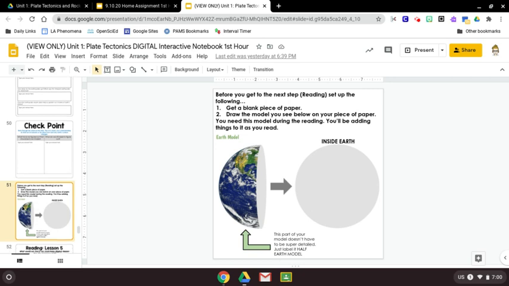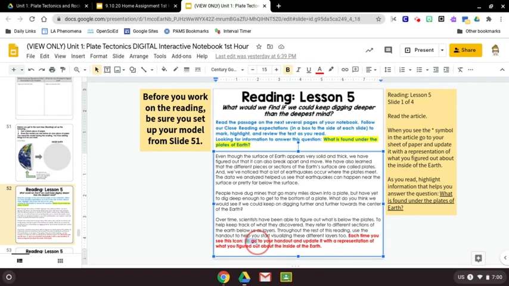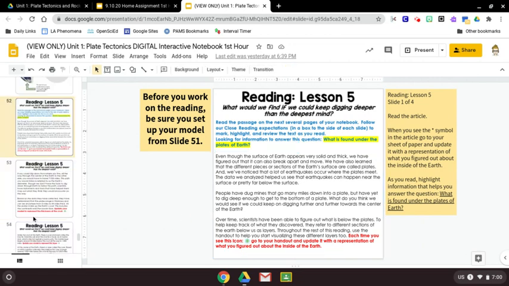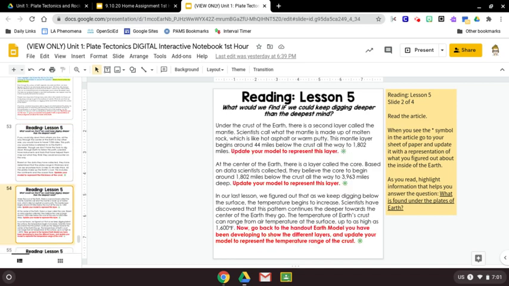As you go through the reading today, not only are you going to highlight information that helps you answer the question, what is found under the plates of Earth, you also need to keep in mind that every time you see this little symbol right here, it is going to mean you need to stop and go back to that model. So there are multiple instances where you're going to have to stop, take the information that they gave you in the reading, and apply that to your model. So there's 4 slides for the reading.